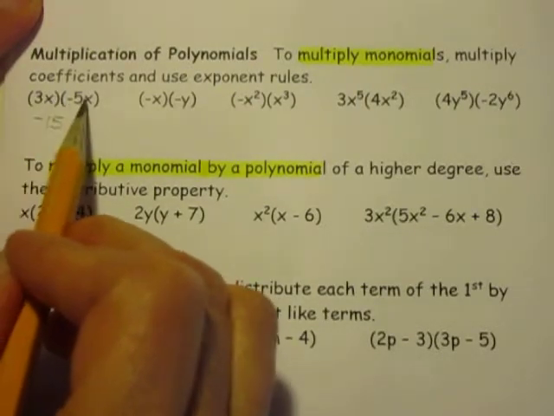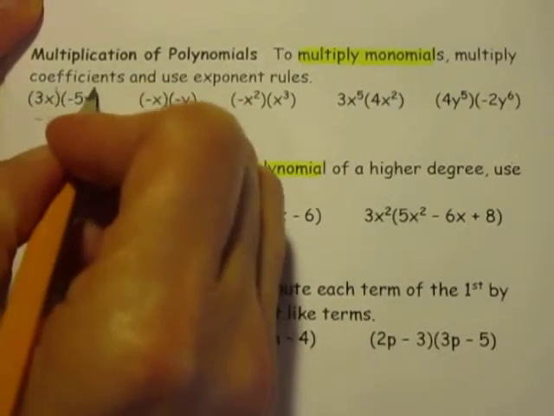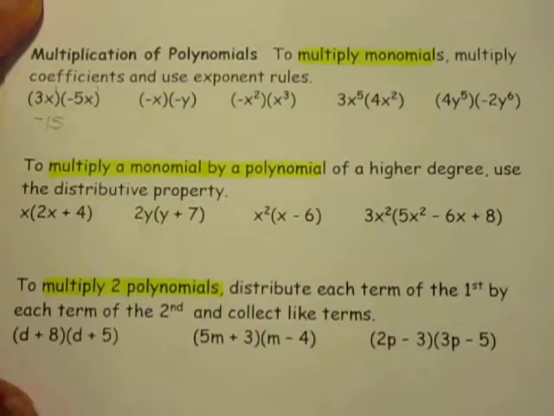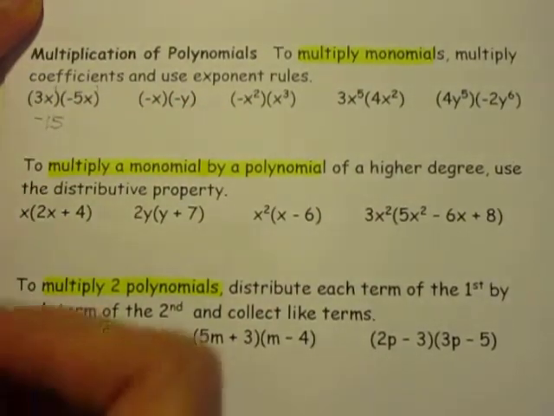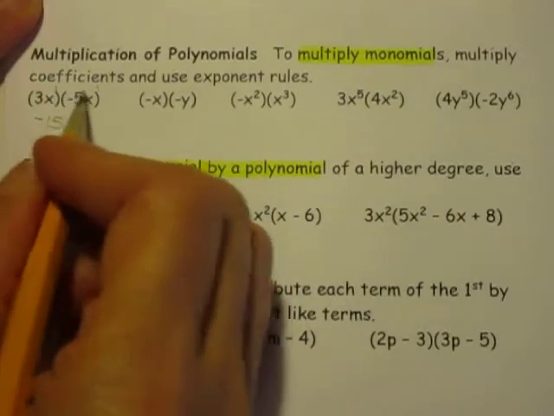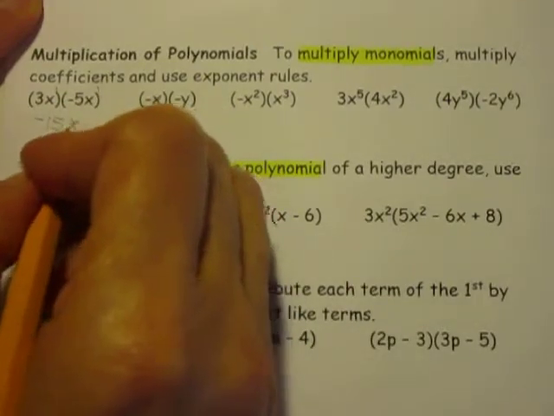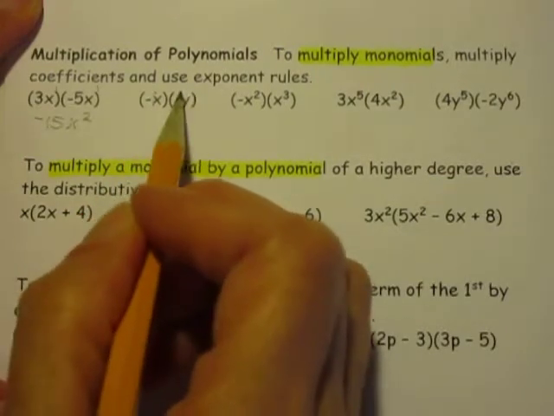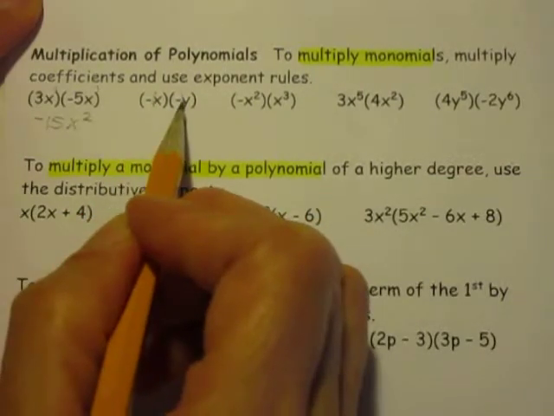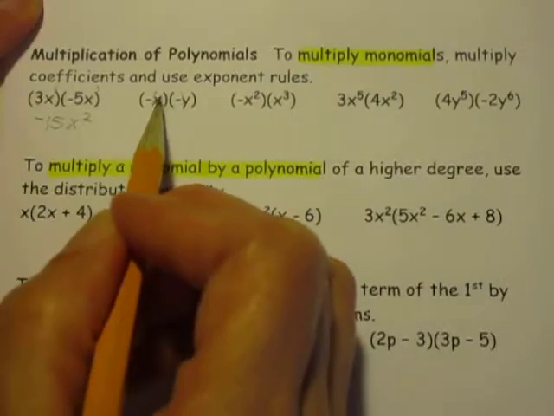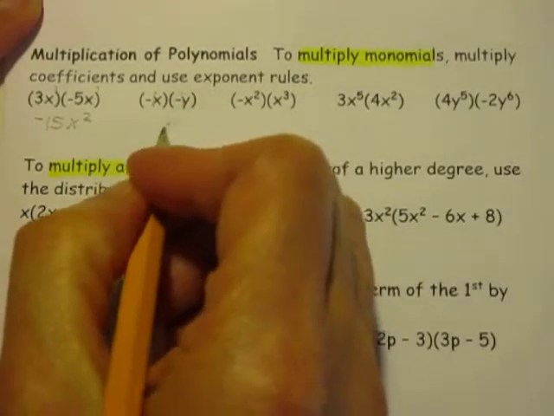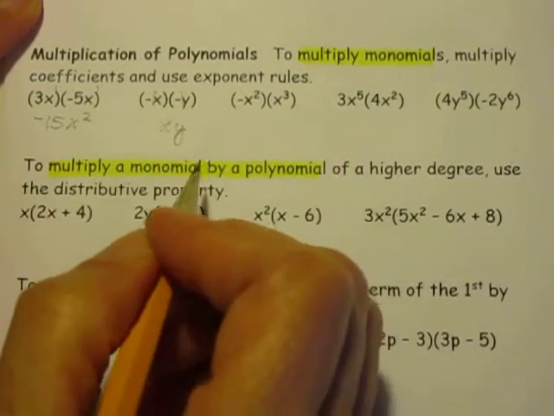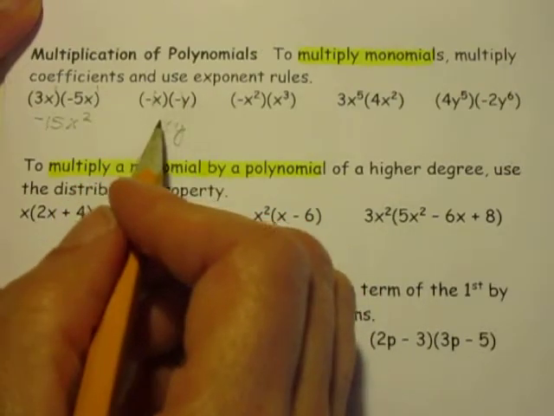So we have x times x. We have to remember that this is an implied to the first power. When we are multiplying exponents, we add the powers. So this would come out to be x squared. In this case, we have a negative invisible 1 there and an invisible 1 here. So we're saying -1 times -1 is going to give us positive, but then x times y is just xy. We can't put any squares on this because these are separate variables.